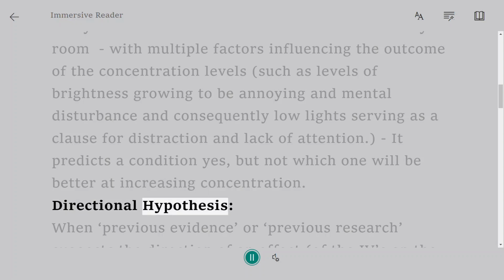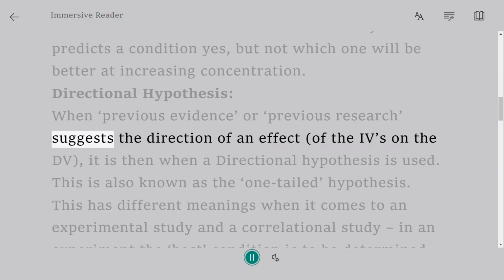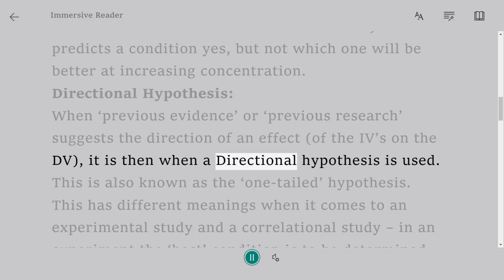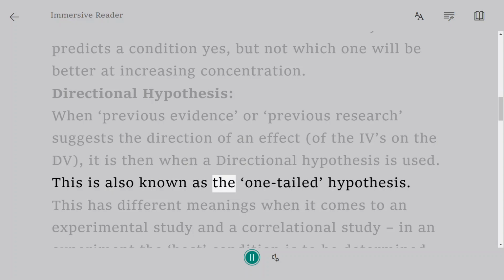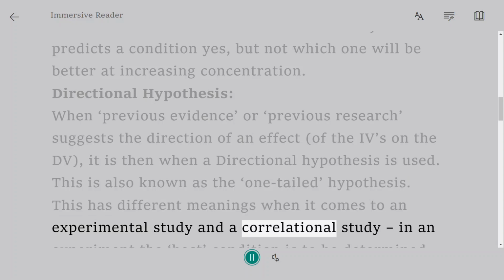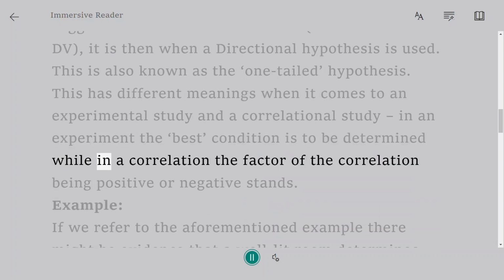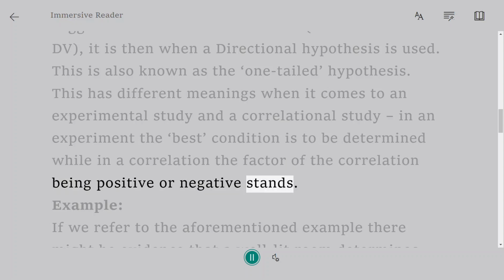Directional hypothesis. When previous evidence or previous research suggests the direction of an effect of the IV on the DV, it is then that a directional hypothesis is used. This is also known as the one-tailed hypothesis. This has different meanings when it comes to an experimental study and a correlational study. In an experiment, the best condition is to be determined, while in a correlation, the factor of the correlation being positive or negative stands. Example.